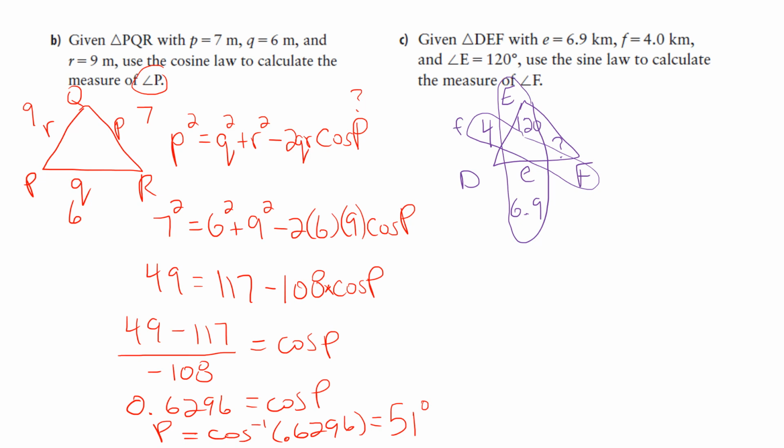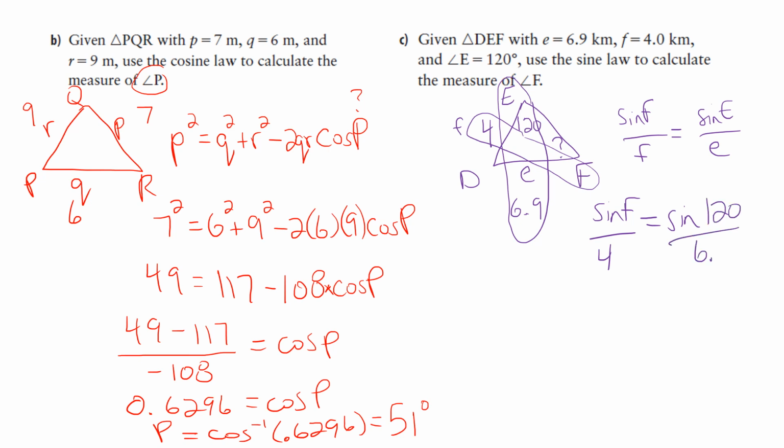So I'm going to start with the unknown. I'm going to start with sine F over F, because we don't know that angle, and that equals sine of angle E over E, because we know both of those values. Do a quick substitution. Side F is 4, angle E is 120, and side E is 6.9.